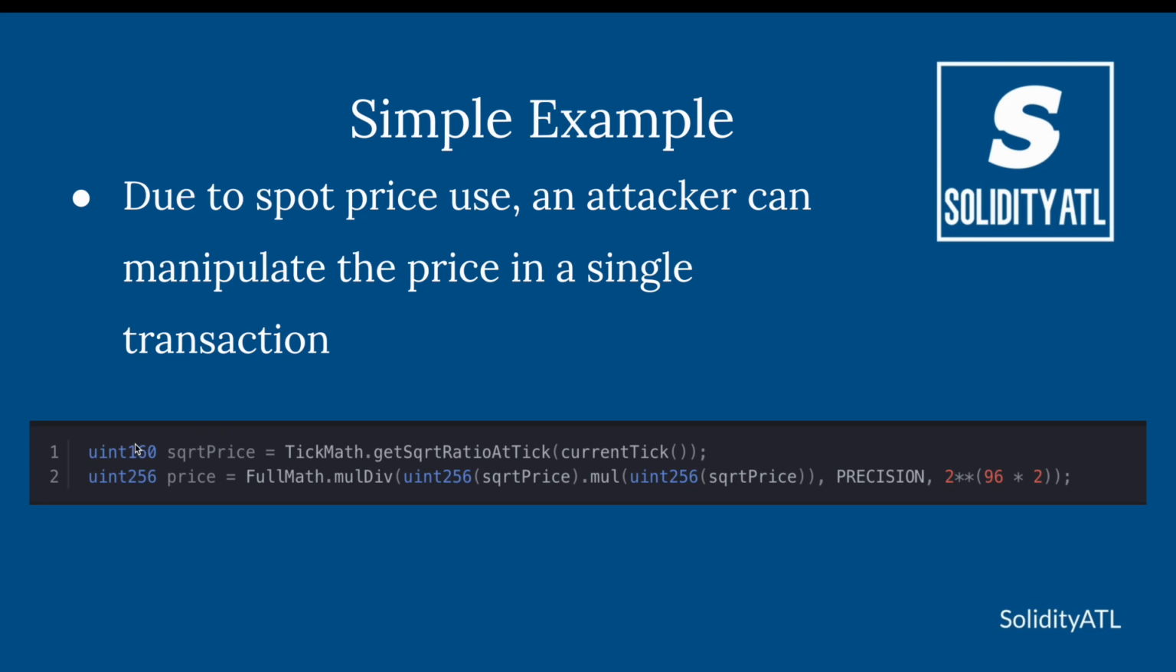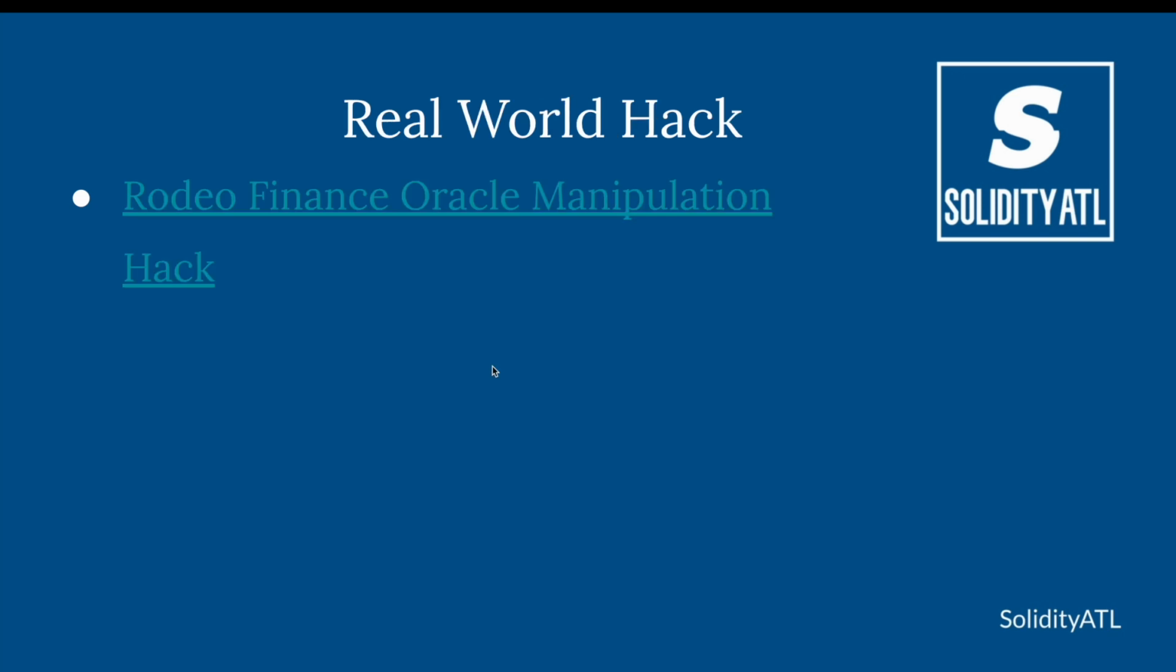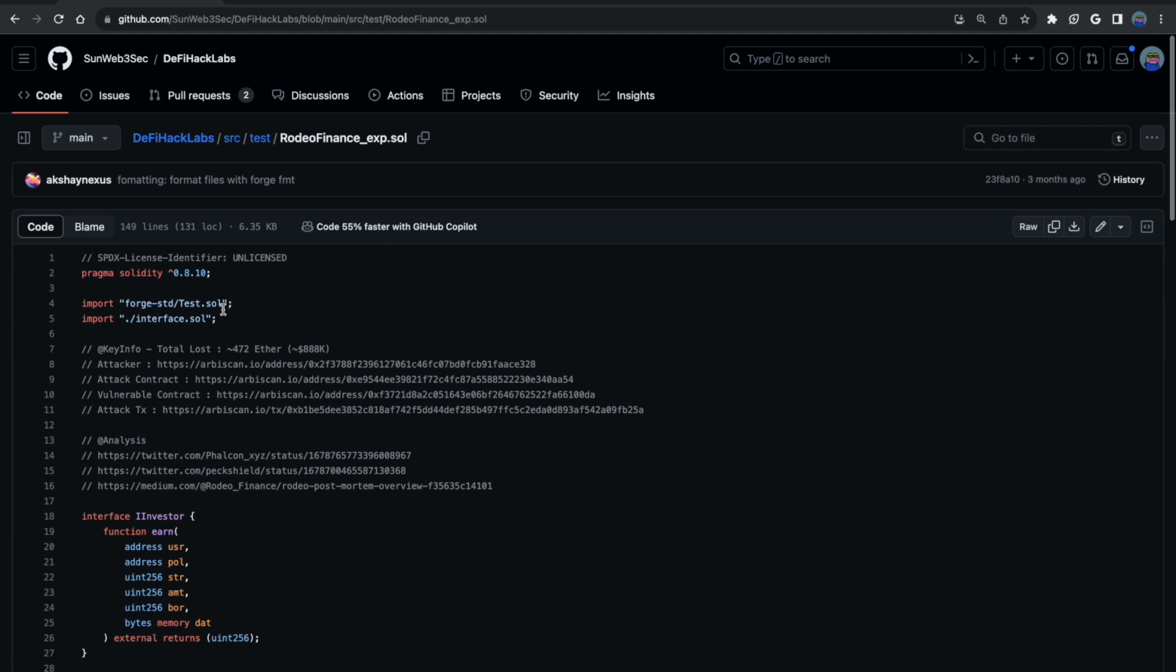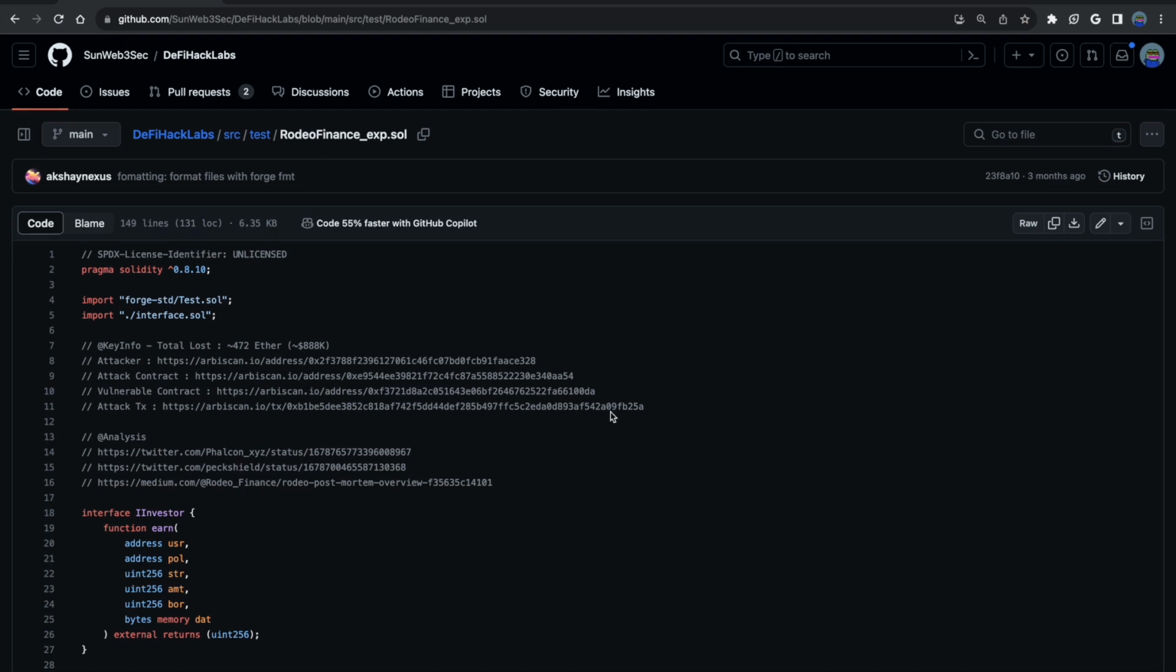All right, so we're going to take a look at a real world hack, the Rodeo Finance Oracle Manipulation Attack. And this can all be seen on the DeFi Hack Labs, which we have shared with you all.